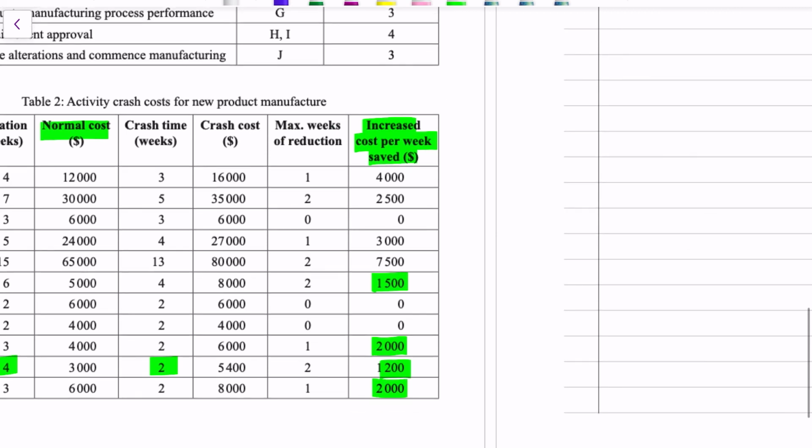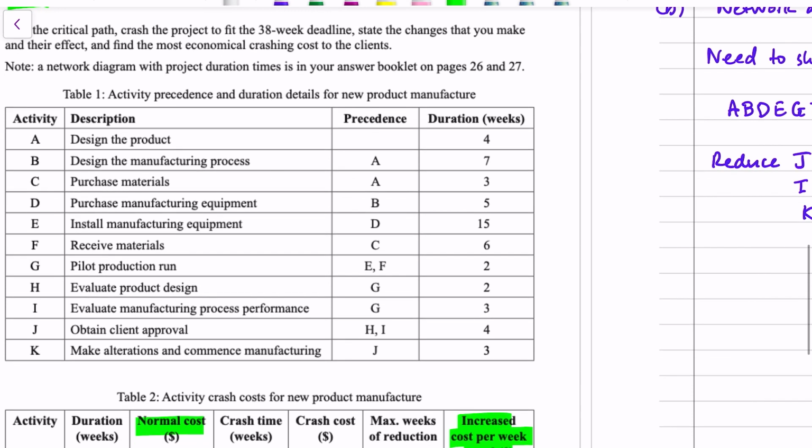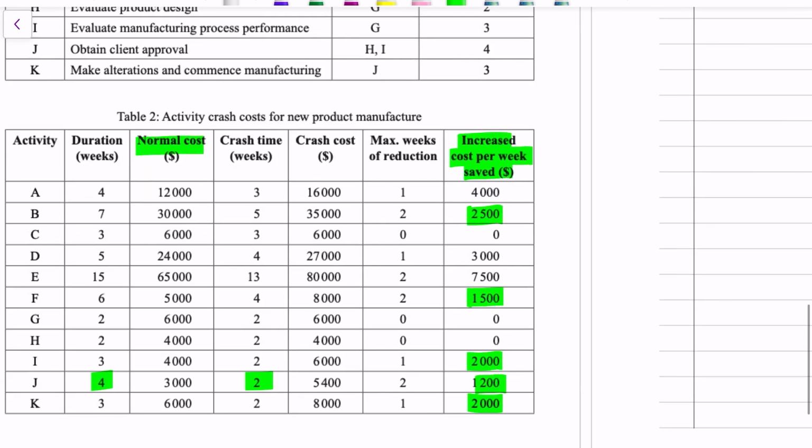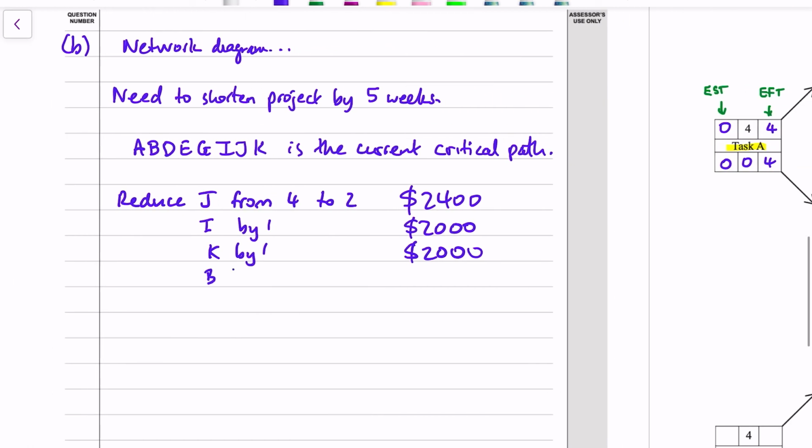We've got the 2,500 one's the next best. D is in the critical path as well. Yep, 2,500. We can reduce that by 2, but let's just reduce it by 1. And that's going to cost us 2,500. Reduce B by 1, 2,500. So the total cost of the project, $8,900, to shorten it by the required 5 weeks.